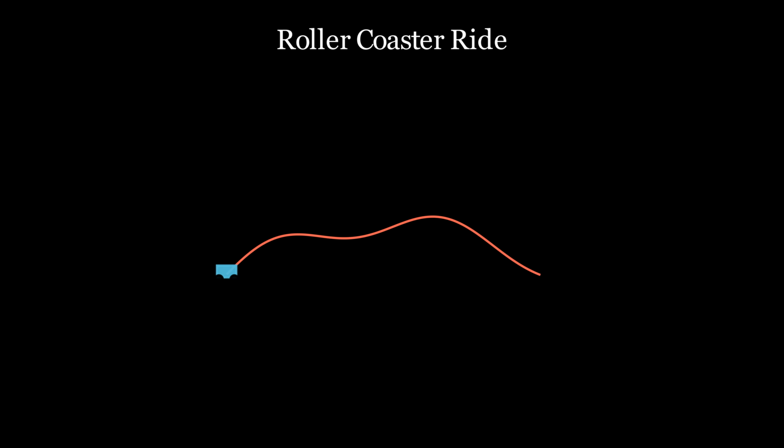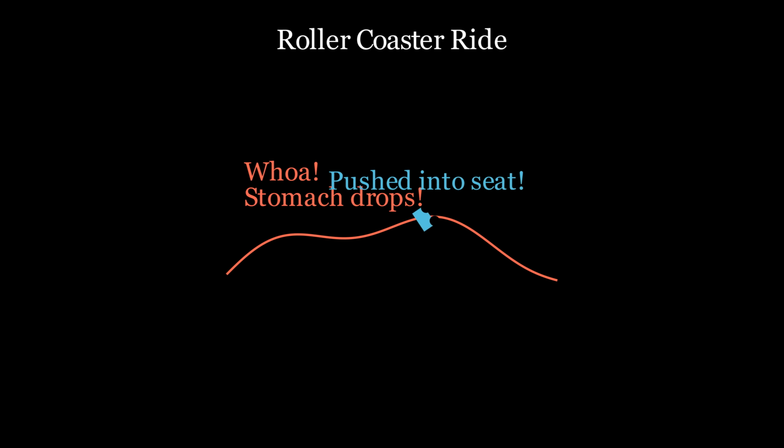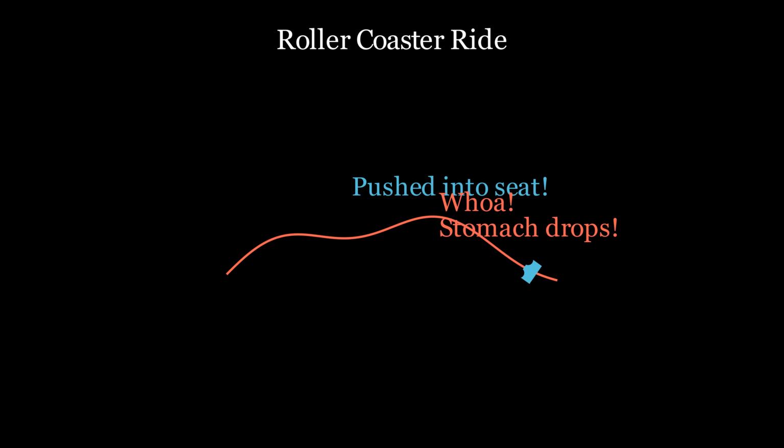Children can understand second derivatives through the exciting example of a roller coaster ride. The ups and downs create changing forces. When the track curves upward, you feel pushed into your seat. When it curves down, your stomach drops. These changing forces correspond to the second derivative. The first derivative is your speed, but the second derivative is what makes the ride exciting.